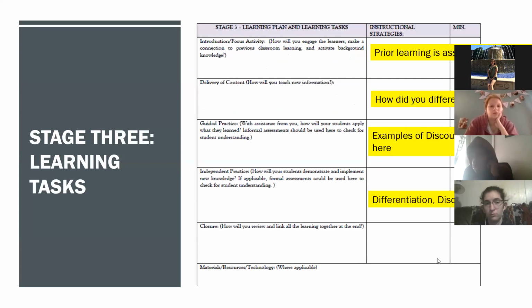Thank you. Great. So in stage 3, you're listing out all of the different sections of your delivery of content in your learning tasks. So in that first section, the introduction and focus activity, a lot of times that's where your prior learning is assessed. So when they're asking about that, go back and look at your focus activities. Your delivery of content is a place where you're differentiating, and you've talked about that. So you want to think about, how did I differentiate in my delivery of content?